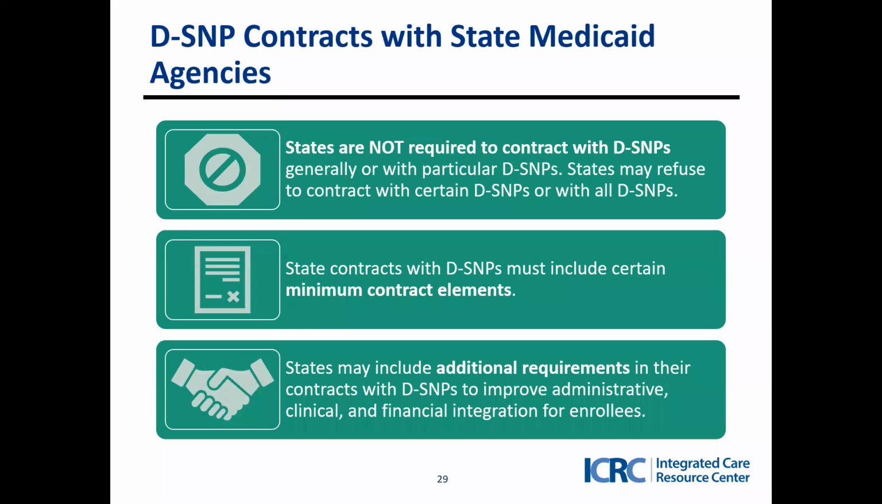So Kelsey touched on some of these points already, but I just want to start off here by emphasizing some key things to remember about D-SNP contracts, which Kelsey noted are also known as state Medicaid agency contracts or SMACs. I want to highlight that states are not required to contract with D-SNPs, and that states can actually refuse to contract with certain D-SNPs or with all D-SNPs. And that contracts must also include certain minimum contract elements. However, states do have some flexibility to include additional elements in their contracts in order to help improve integration for enrollees.